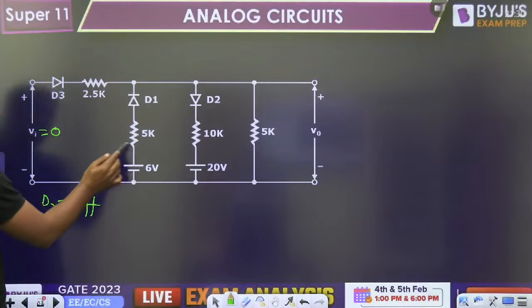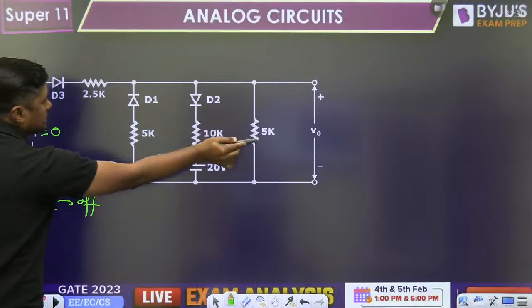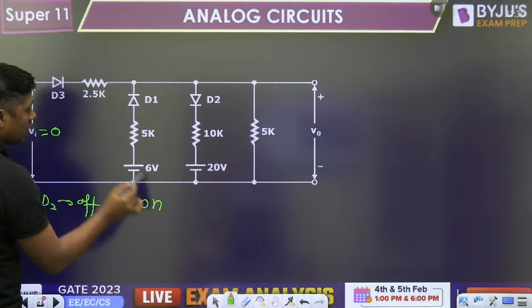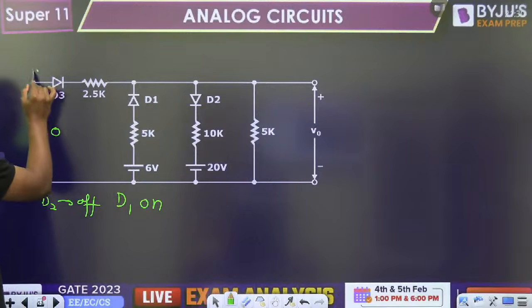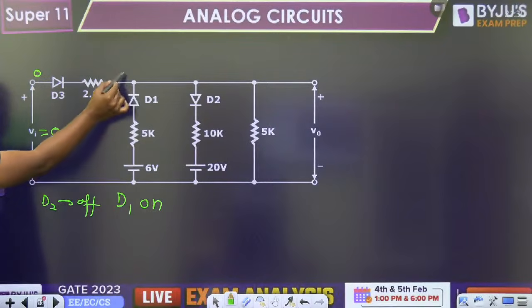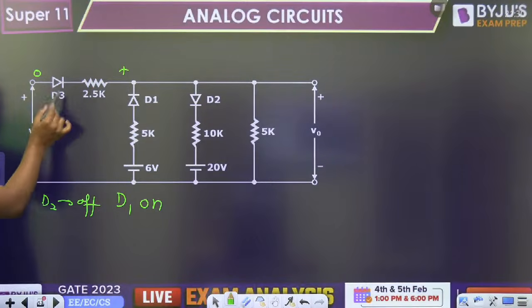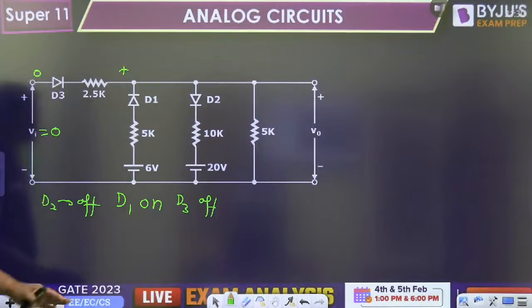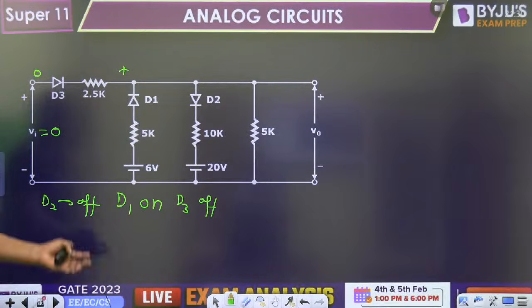Now the second highest battery is 6 volt. Because of this 6 volt, there is a path through the 5 kilo ohm for D1. This diode is on. D1 is on. And because of this 6 volt, here it is 0 volt initially, so there will be a positive voltage and D3 is off. D3 is off. So these are the initial assumptions.